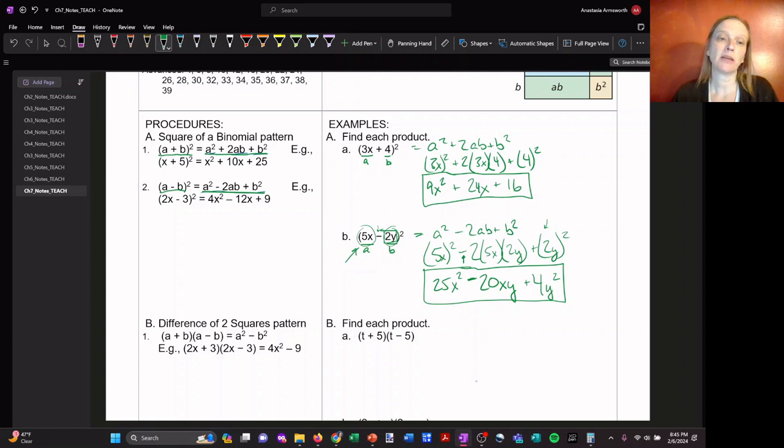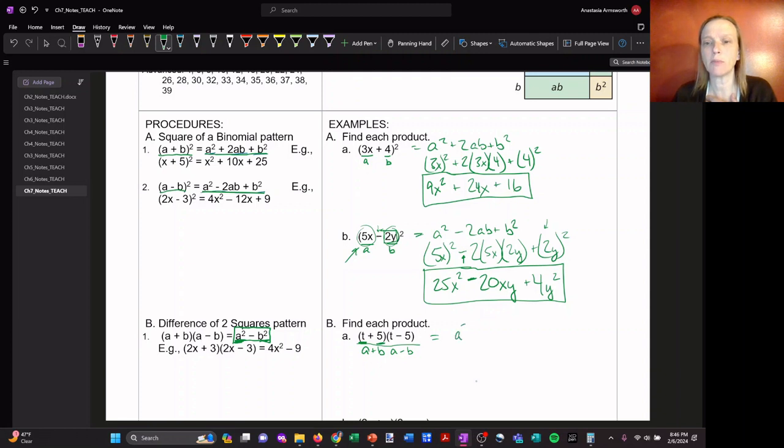The second pattern you should be able to recognize is a difference of two squares pattern. It's called the difference of two squares because the answer has a square minus another square, a difference of two squares. When you're asked to multiply it out, you don't see the difference of two squares. You see a plus b times a minus b. Here, t is my a value and 5 is my b value. So that's what you see when you're looking at a difference of two squares pattern.